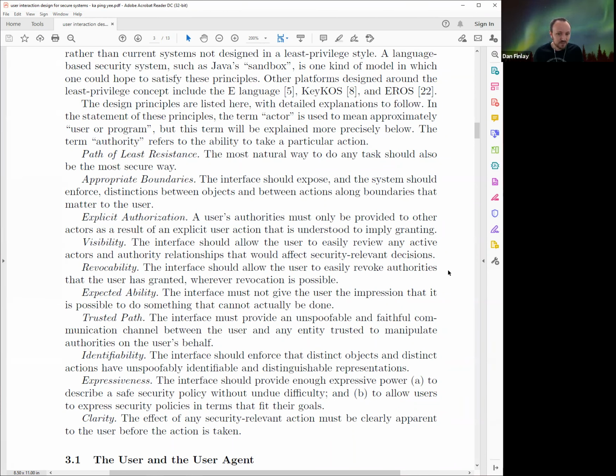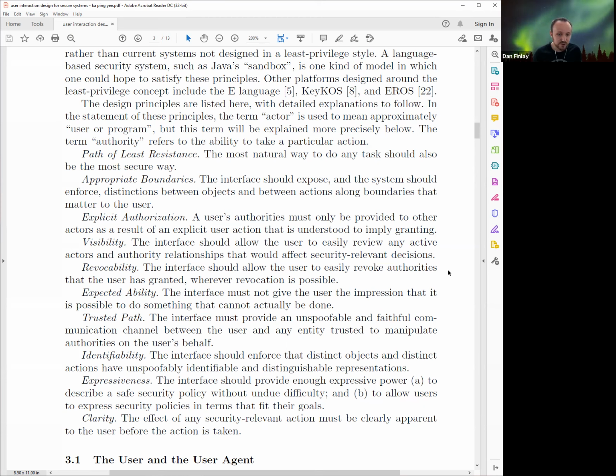Expectability. The interface must not give the user the impression that it is possible to do something that cannot actually be done. Trusted path. The interface must provide an unspoofable and faithful communication channel between the user and any entity trusted to manipulate authorities on the user's behalf. Identifiability. The interface should enforce that distinct objects and distinct actions have unspoofably identifiable and distinguishable representations.